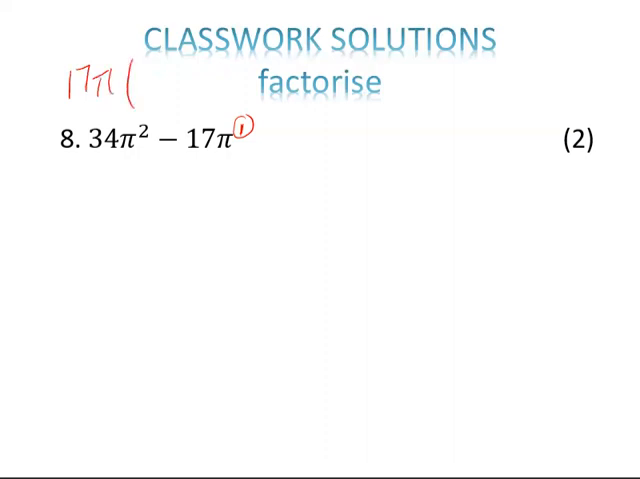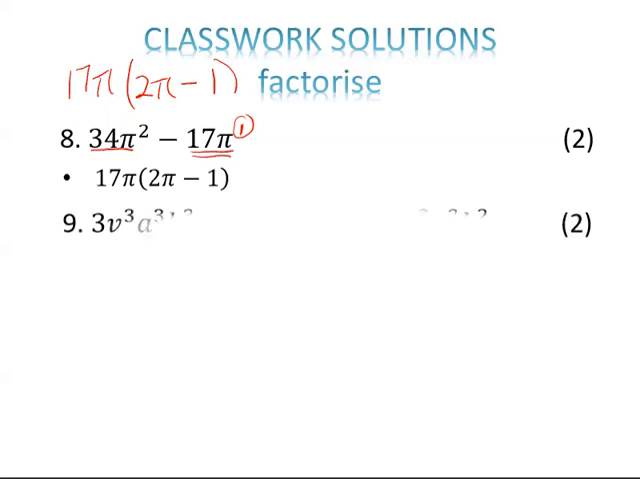In brackets, for the first term, I'll only be left with 2π because I took out 1 pi as a common factor, and I will still have minus. And in the second term, I'll be left with 1 because this whole 17 times pi has been taken out as a common factor. So in brackets, I'll be left with 2π minus 1, and 17π will be my common factor.